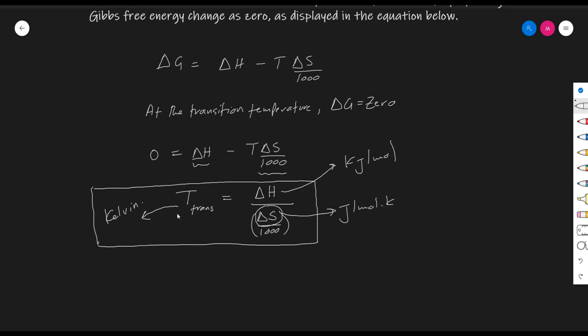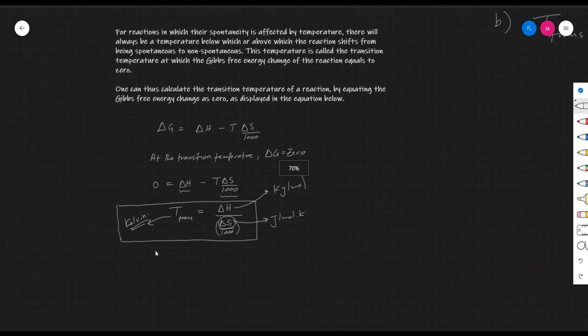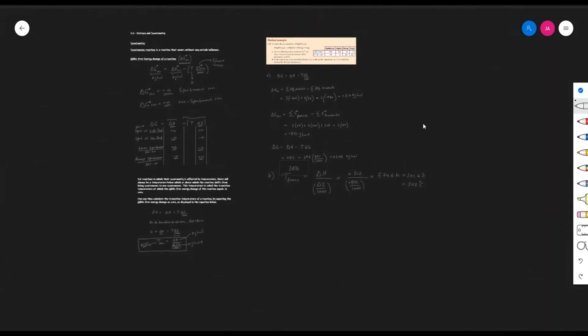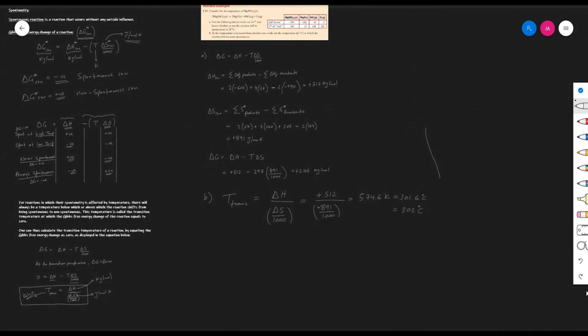The resulting units of the transition temperature would be in Kelvin, and thus if you are asked for this temperature in degrees Celsius, you should convert the temperature units to degrees Celsius. I will solve an example from your book, which is a worked example in the book. I've placed this over here.